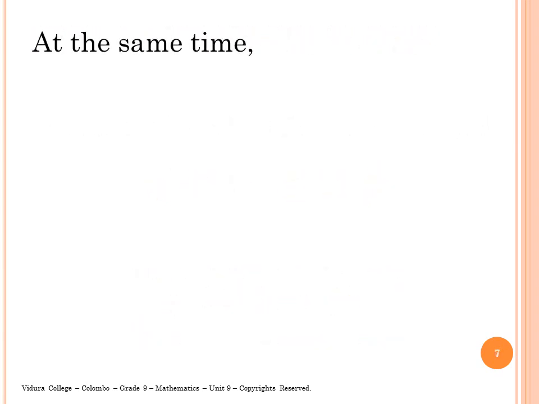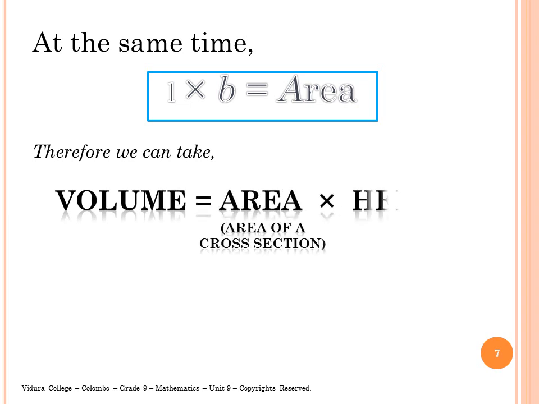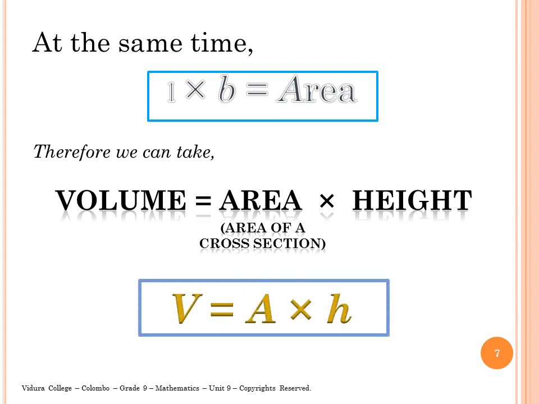At the same time, length into breadth equals area. But here the area means the area of a cross section of the container. Therefore, we can take as the second formula, volume equals area of a cross section into height. In short, volume is V, area of a cross section is A, and the height is H. We can write V equals A into H. V equals AH.